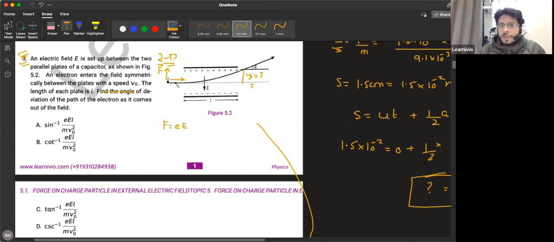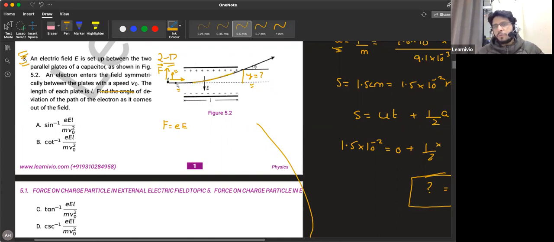Now, the force will act in the upwards direction, meaning along the y-axis. And the initial velocity of the electron is along the x-axis. The force is acting along the y-axis. So simultaneously, the electron will have motion along the x-axis due to its velocity, and due to the force, its motion along the y-axis. That means its path will be two-dimensional. So instead of going along the x-axis, it will go in this way.